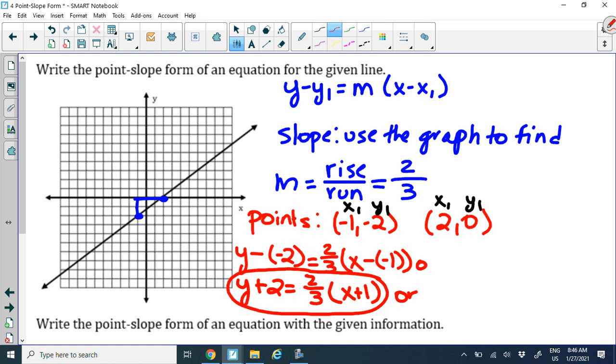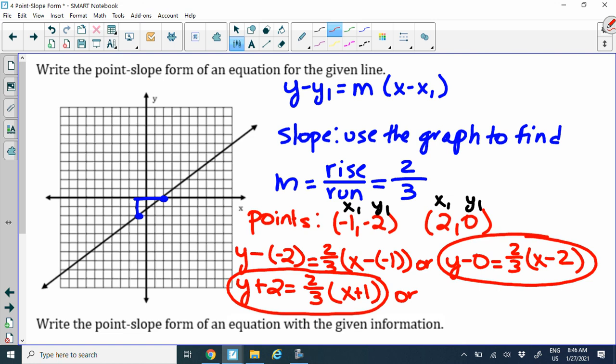Or, here I could have y minus y sub 1, which is 0, equals, our slope stays the same, 2/3, and then x minus our x sub 1, in this case 2, so minus 2. So this could also be our answer here, okay? So when you're putting it in point slope form, if they give you 2 points, you could have different answers, just depending on which point you use. But both of these are correct, and you just have to choose one of those.